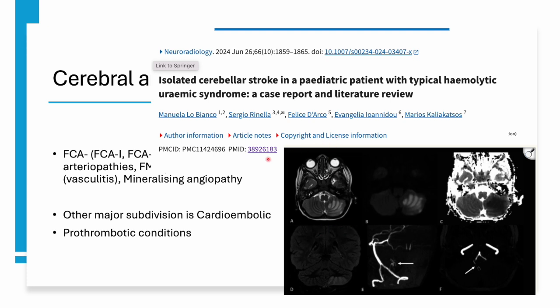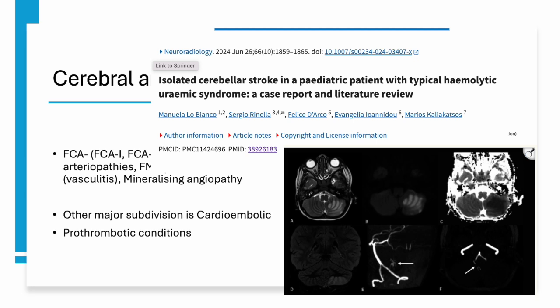This is actually a child who had a posterior circulation stroke in the context of hemolytic uremic syndrome. So HUS is obviously characterized by microangiopathic hemolytic anemia, thrombocytopenia, and acute kidney injury. And in this case, there was a left PICA acute ischemic stroke, and when this case was looked into and a literature search was performed, we could only find about 6 or 7 cases which were reported where there had been a posterior circulation stroke in the context of HUS.